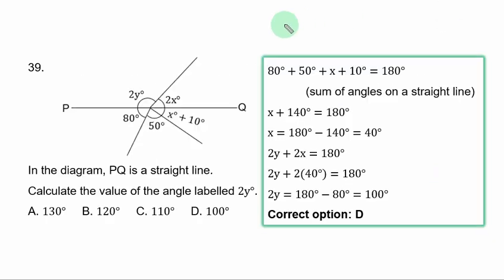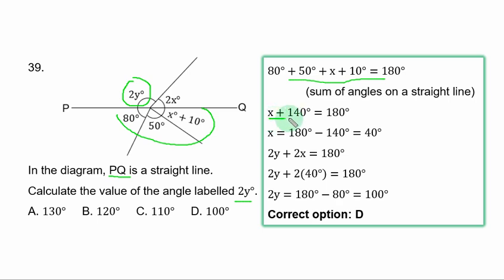Question 39. In the diagram, PQ is a straight line. Calculate the value of the angle labeled 2y degrees. That is this angle. For us to get that angle, we need S. And to get S, you need to consider these three angles. Their sum is 180 degrees. Sum of angles on a straight line.